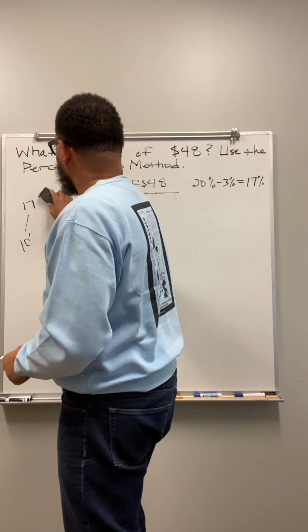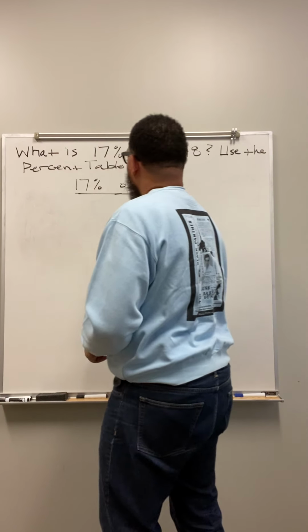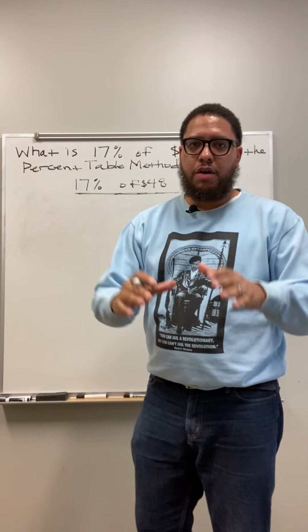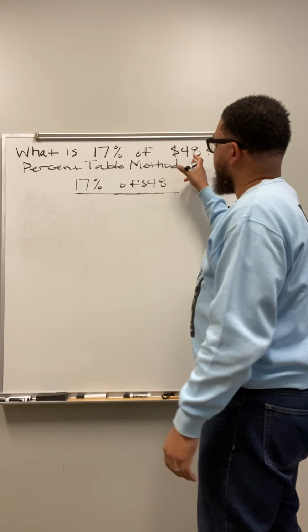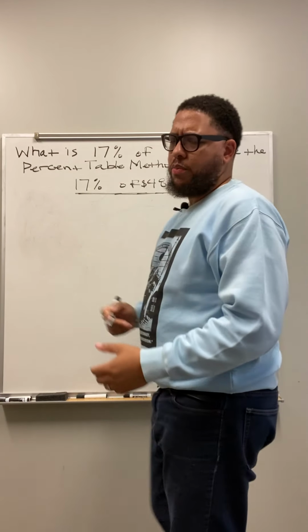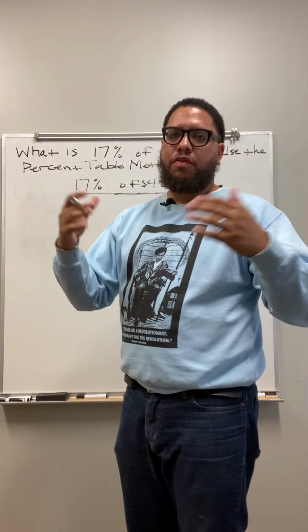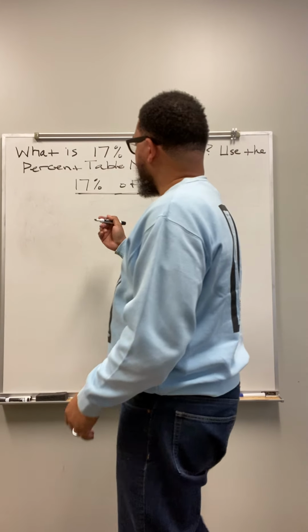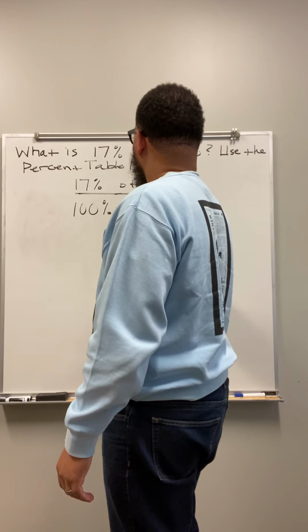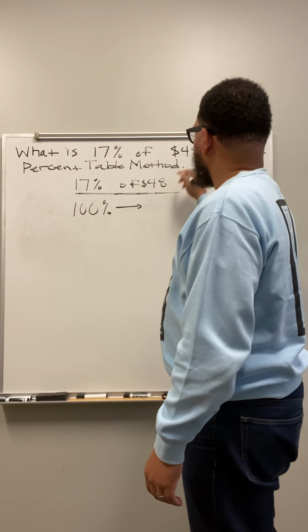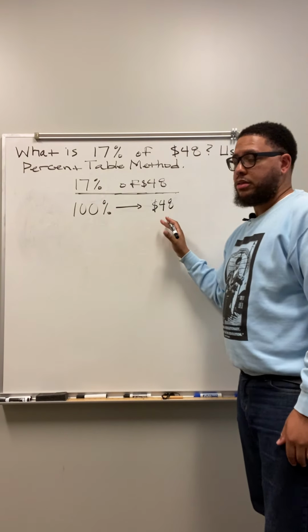So let me show you the step-by-step method. First, you start with 100% of the number that we're dealing with. Right now we're dealing with $48, the dollar amount. We don't always have to talk about money. It could be an amount of something else, a number of objects. It could be anything, but right now we're talking about money. So this is our percent column, and then we draw an arrow, and this is our dollar column. So 100% is $48.